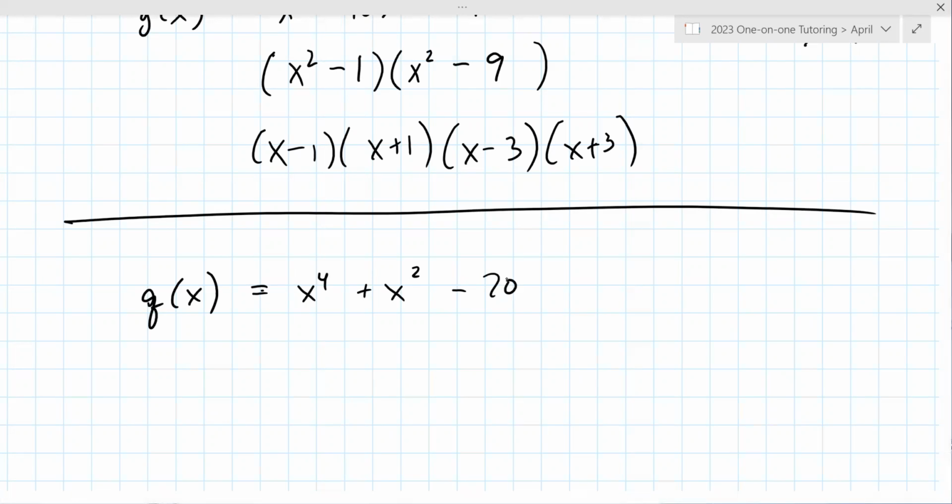Okay. So then it should be x squared and x squared, with numbers that multiply to -20 and add to 1. Yes.